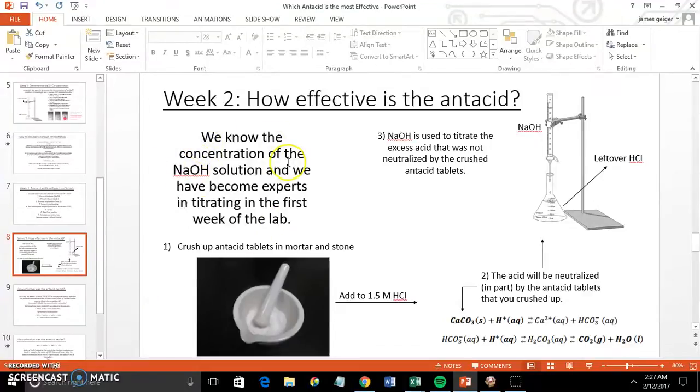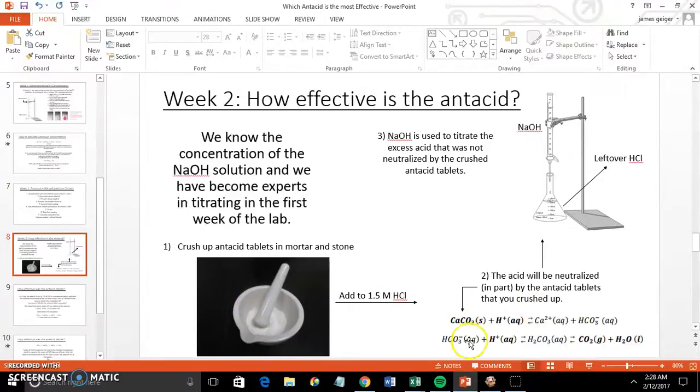We're going to know the concentration of the NaOH solution, and we've become experts in titrating already, because we've done a whole week of it, right? At this point in week 2, you're going to start by crushing up these antacid tablets with your mortar and pestle. And then to that, you're going to add 1.5 molar HCl. So you're going to dissolve this antacid in the HCl.